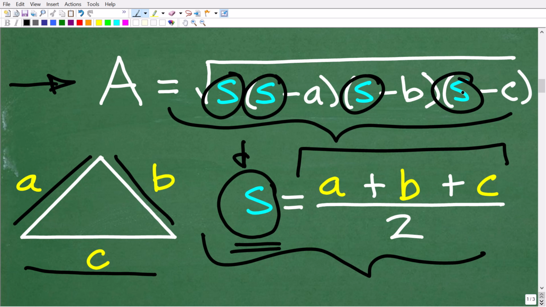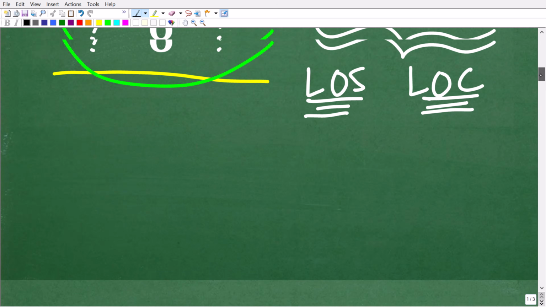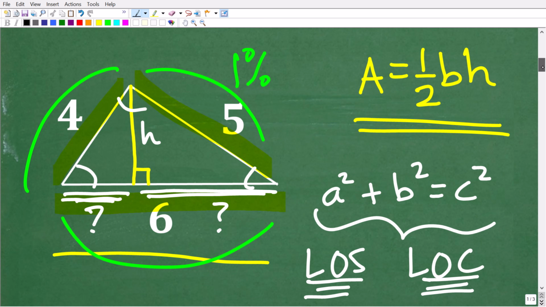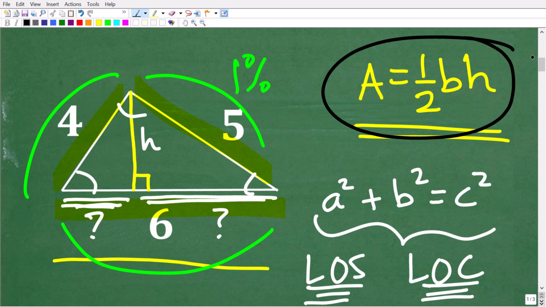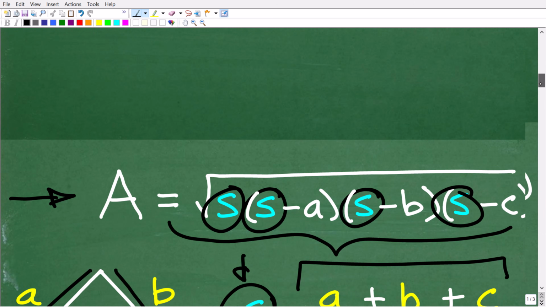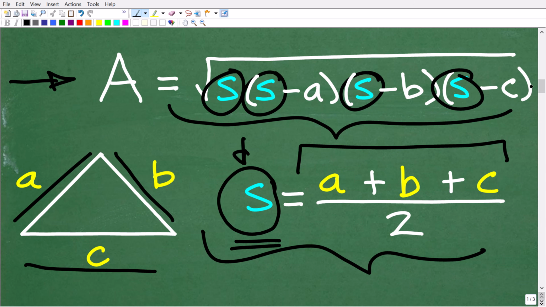Now, if you want to write this formula down and then maybe try the problem again, if you really want to get the most out of this video, let me show you the problem again. We're trying to find the area of this triangle with sides 4, 5, and 6. Again, this formula is not going to help us out. This is the formula that we need right here. If you know this formula and you can follow a formula, and feel free to use a calculator, you ought to be able to get the area of this triangle.